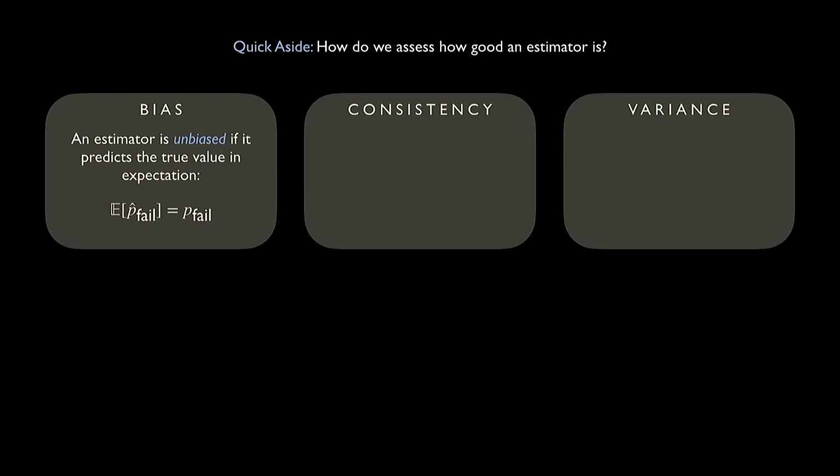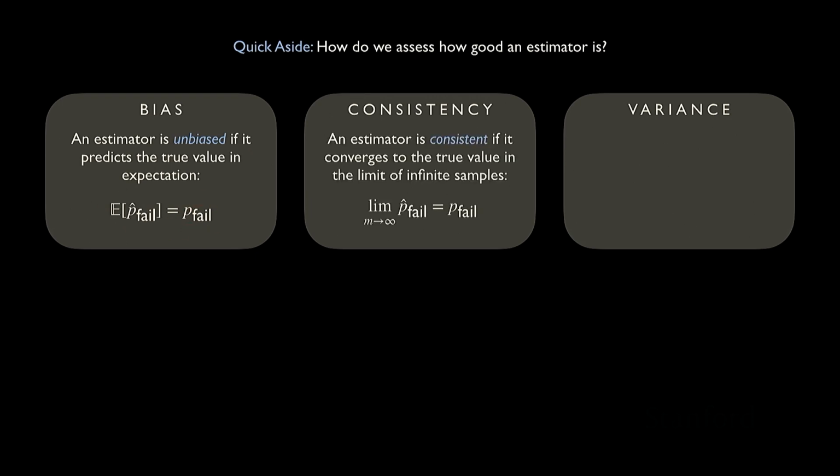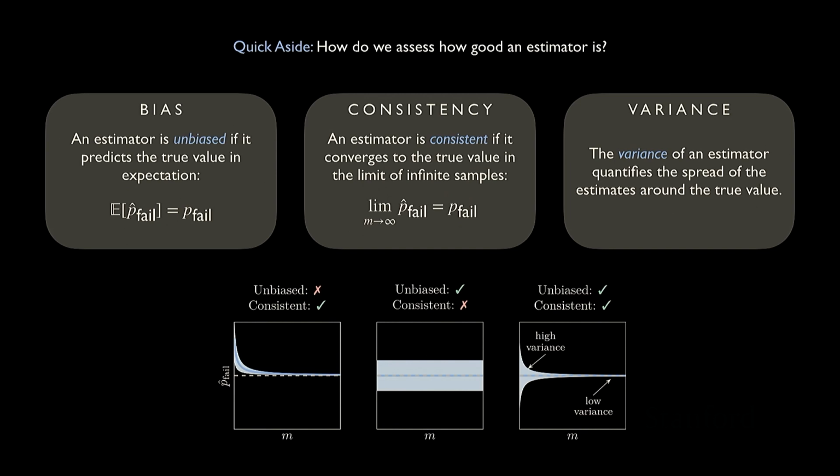A bunch of p-fail hats, the expectation of that should be the true probability of failure. The next is consistency, which says an estimator is consistent if it converges to the true value in the limit of infinite samples. So in this case, as the number of samples m approaches infinity, our estimate should equal the true probability of failure. And finally, the variance is a quantity that tells us the spread of the estimates around the true value. Let me try to clear all of this up with an image here.